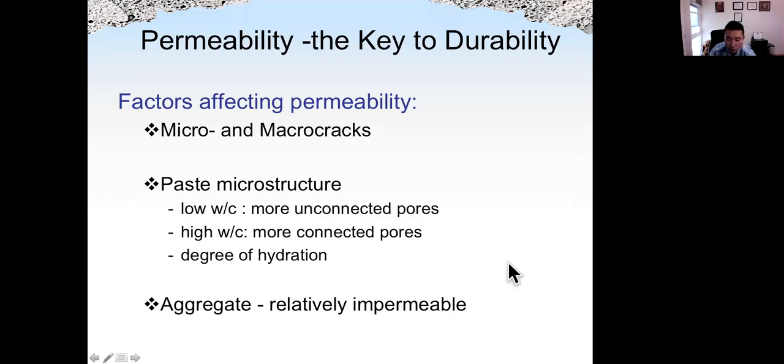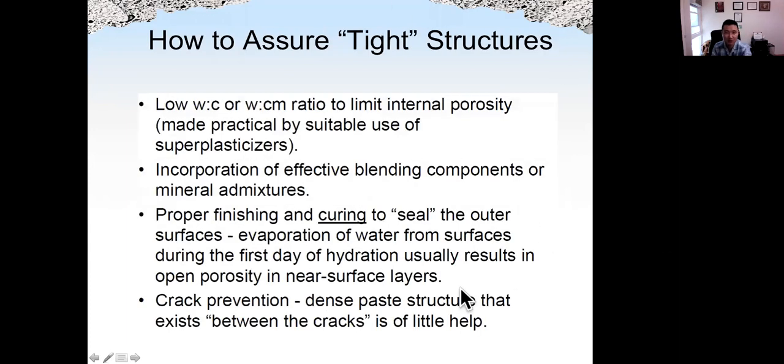So how can we assure a tight structure? We can do many things. We can reduce the water cement ratio, so that will limit the porosity in the cement paste. But when we reduce the water cement ratio, make sure the concrete can be fully compacted by using, for example, superplasticizer.